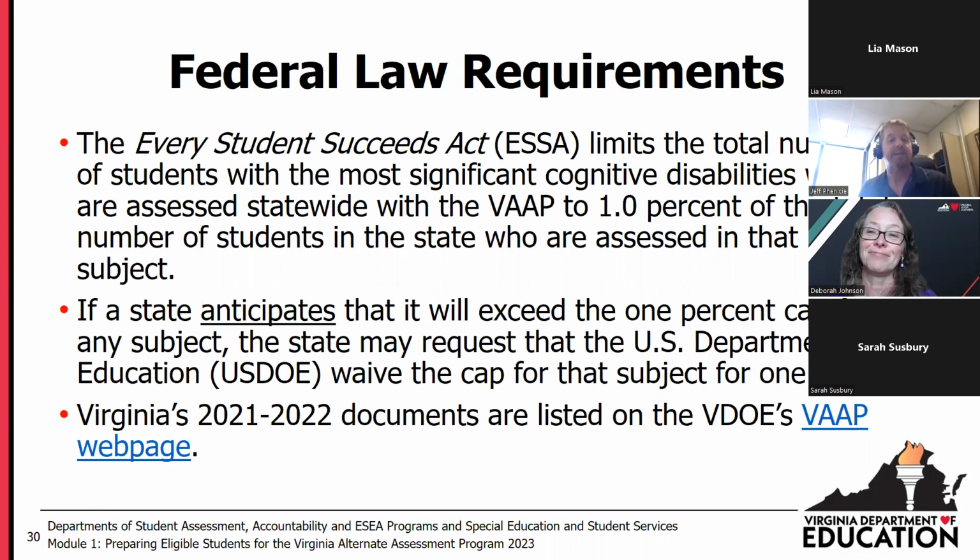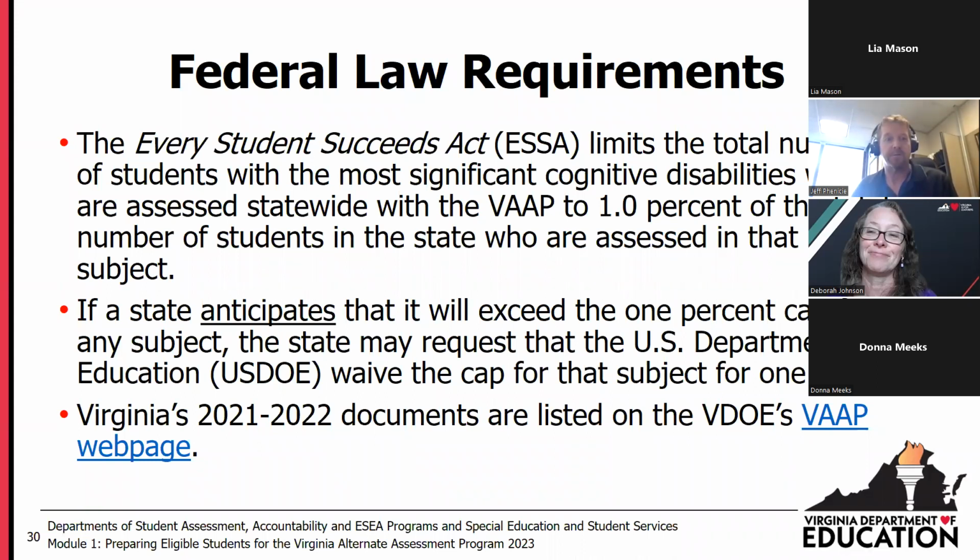If a state anticipates that it'll exceed the 1% cap for any subject, the state may request that the U.S. Department of Education waive the cap for that subject for 1 year. Virginia applied for and received a waiver to exceed the 1% cap in all content areas for the 21-22 school year last year. The documents related to that waiver are on the VDOE's website. The waiver does not alleviate any implications for divisions, however.